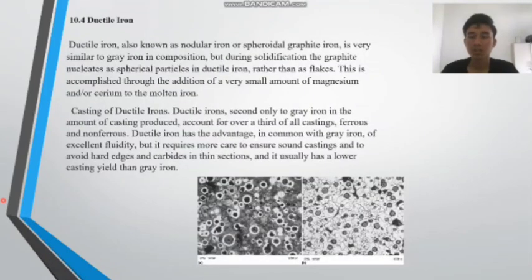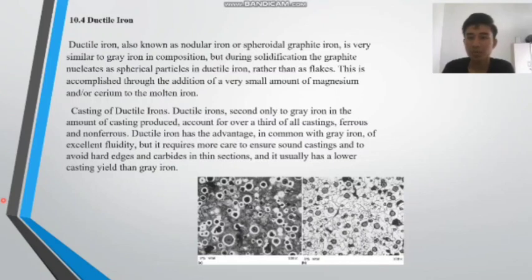10.4 Ductile iron. Ductile iron, also known as nodular iron or spheroidal graphite iron, is very similar to gray iron in composition, but during solidification, the graphite nucleates as spherical particles in ductile iron rather than as flakes.